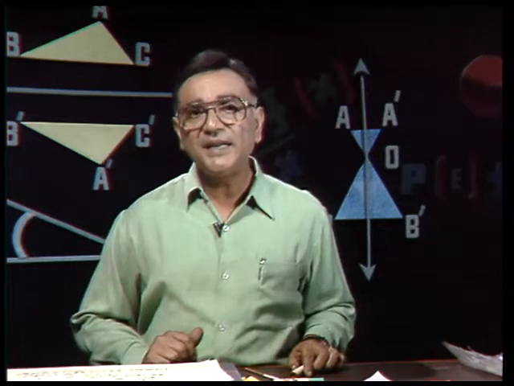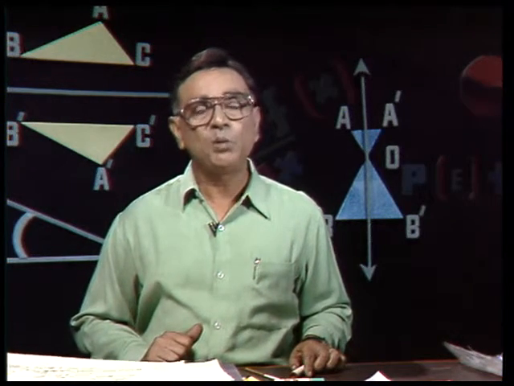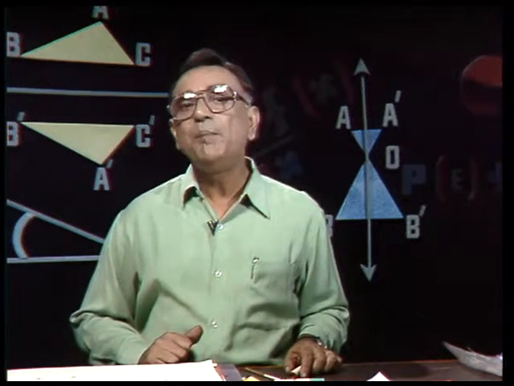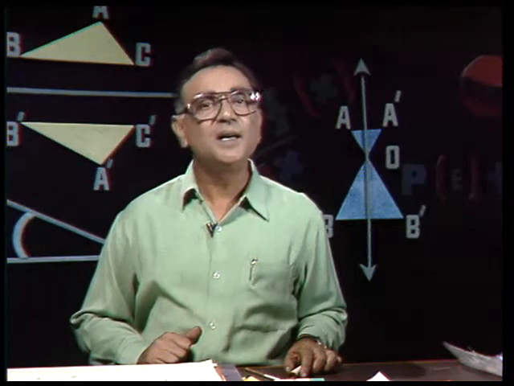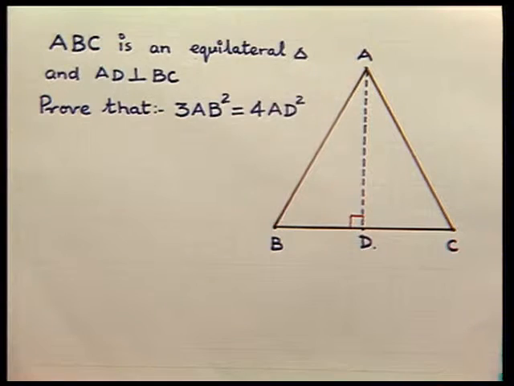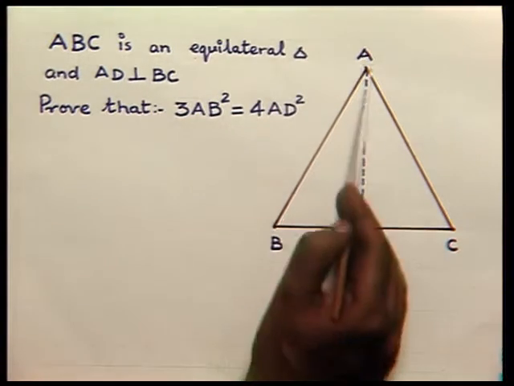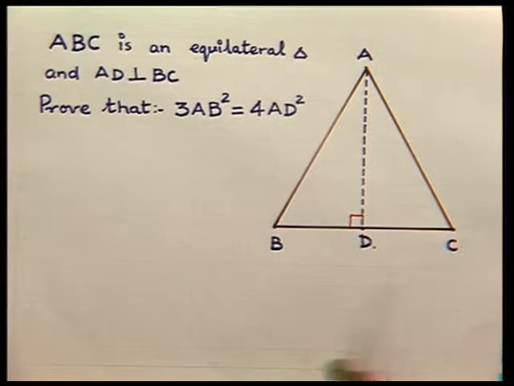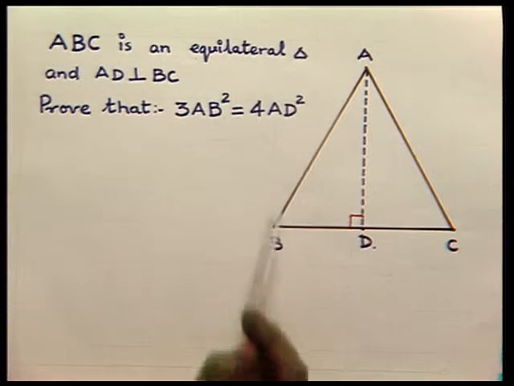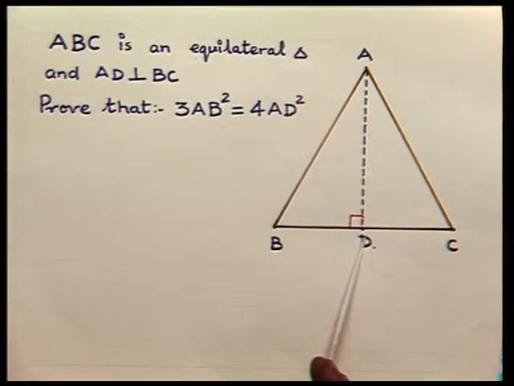So, once again you see that when we are solving a particular problem on similarity, we look for the given conditions and make the necessary replacements wherever they are necessary. But in case a special figure is given to us like an equilateral triangle, then we have to take into account the speciality of that figure. Here triangle ABC is an equilateral triangle and AD is perpendicular to BC. We have to establish that 3 times AB squared is equal to 4 times AD squared.